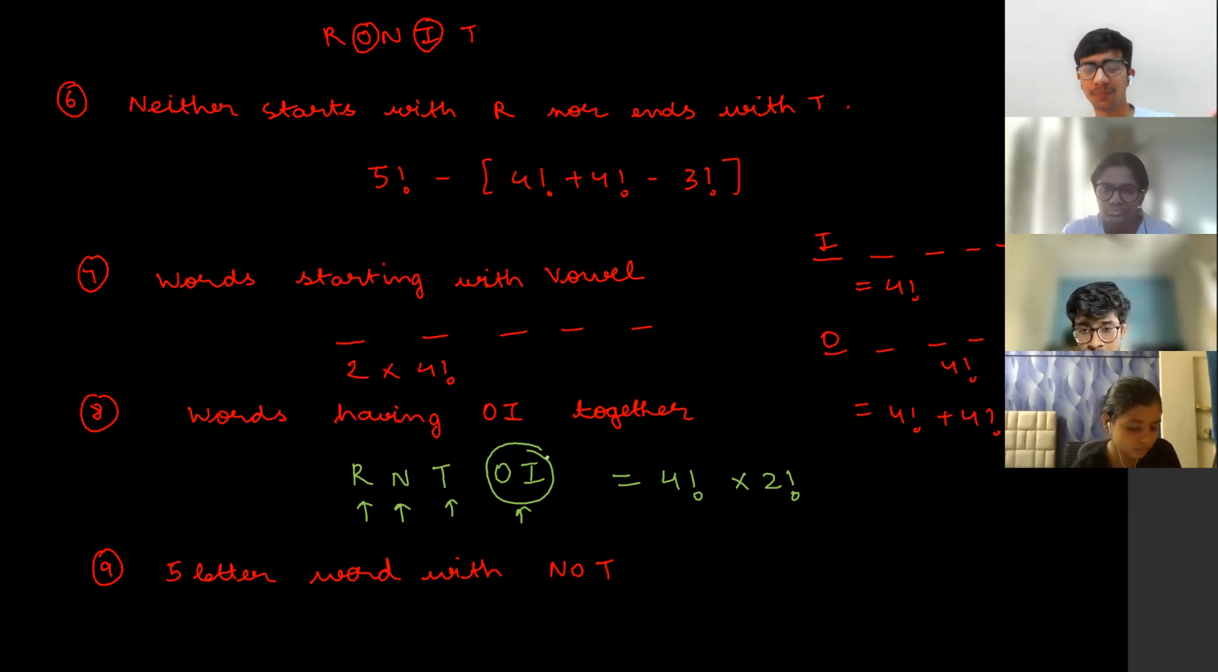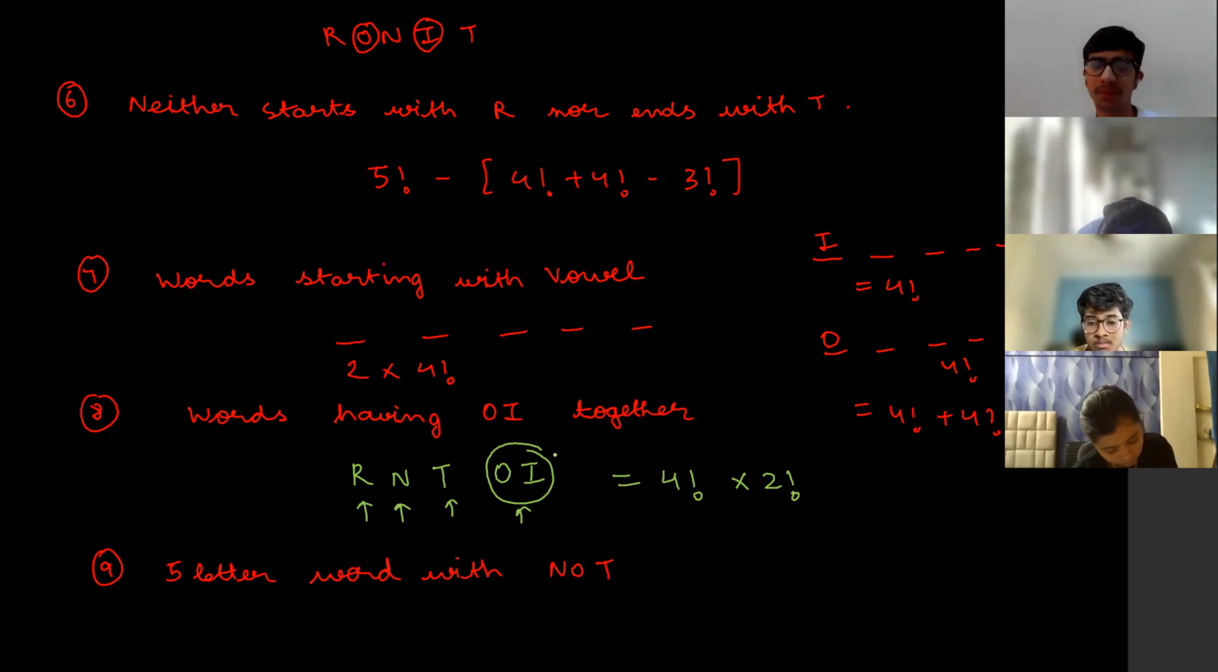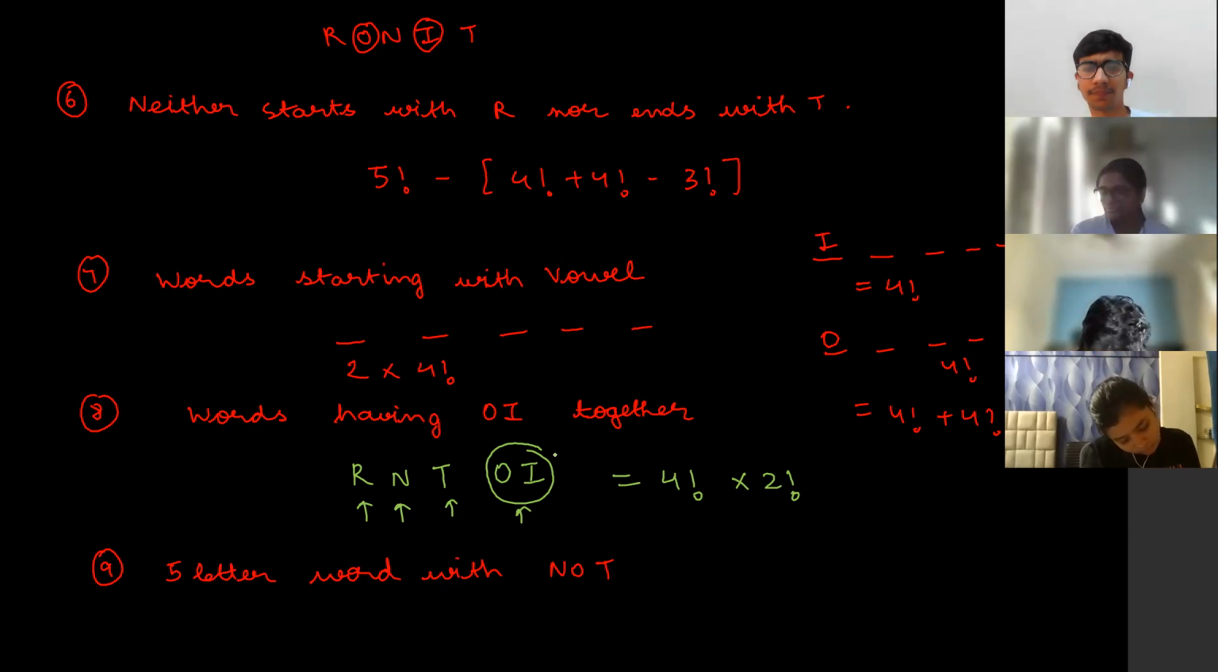So for the 9th one, NOT is not interchangeable, no? Yeah, the positions aren't interchangeable. I need the word NOT, so you can't make the permutations or combinations of that. Also, sir, is it also possible that OI could be written in the middle or something like that? That also is considered, yes, yes, that is the factorial of 4.